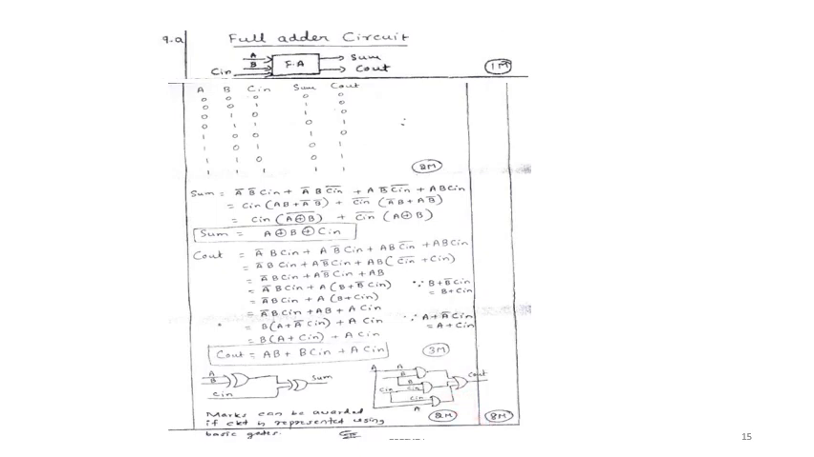Sometimes they can expect this full adder in terms of 2 half adders and an OR gate. At that time, no need to draw these gates here.